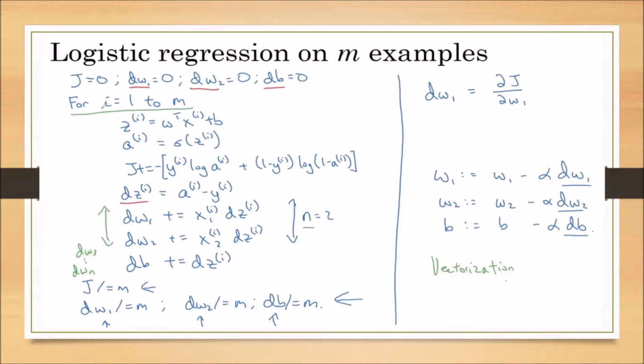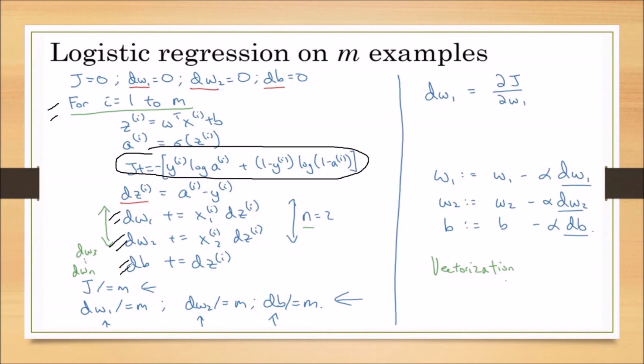But remember, here we are using one for loop for i equal to 1 to m, because we want to calculate the cost function for m training samples. We want to calculate the differentiation of the cost function with respect to W1 for m training samples, the differentiation with respect to W2 again for m training samples, and the differentiation with respect to B for m training samples. We are using a for loop here. Because we have only two parameters, it is okay.